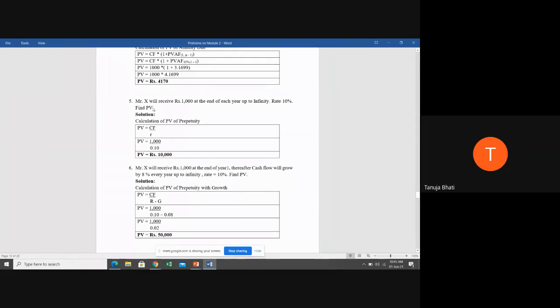Infinity. Here n is not given. If n is not given, they're telling us to find out the present value of perpetuity. Is this clear? Can anyone tell me what is the meaning of perpetuity?